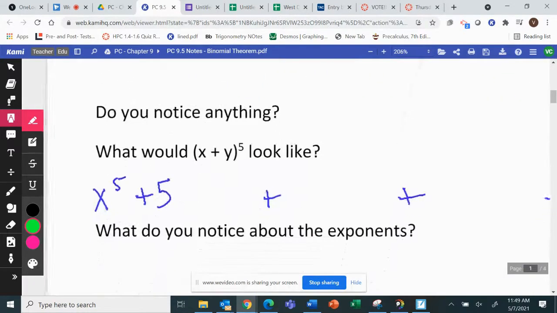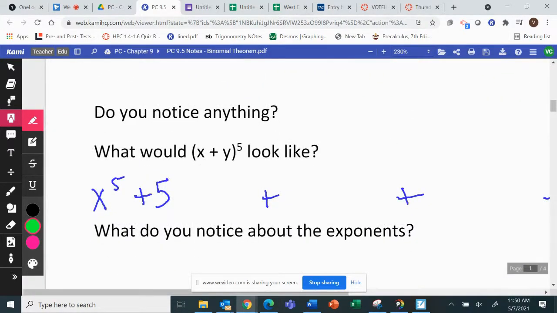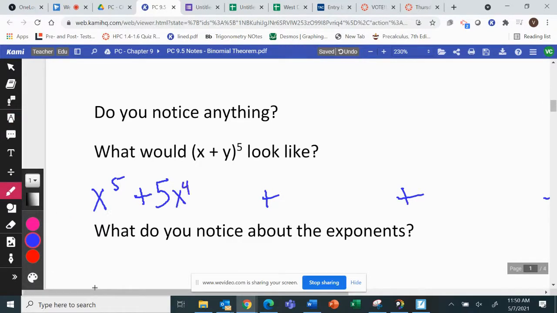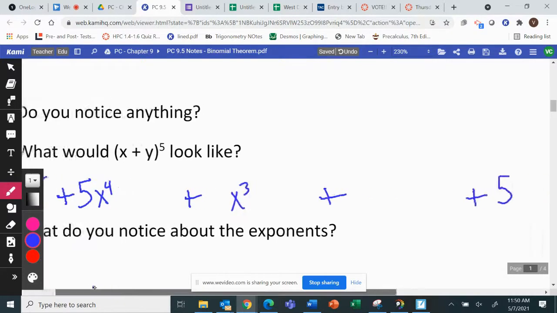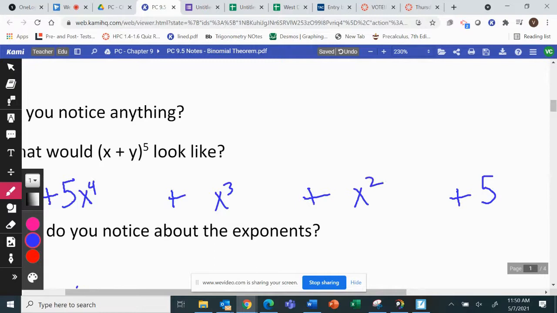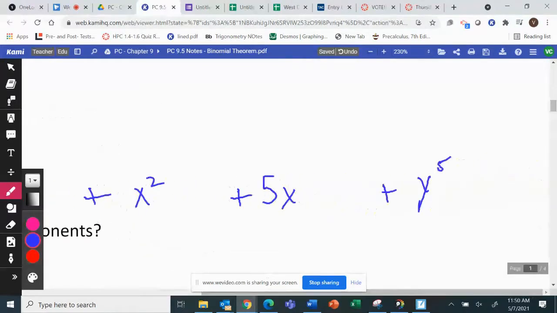So if I ask you to do the 5th, well, we know it's going to start with x to the 5th. What's the next one going to have? Next going to have x to the 4th. Then x to the 3rd. I don't know what the number in front is. Then x to the 2nd. Then x to the 1st. And then we end with no x's.